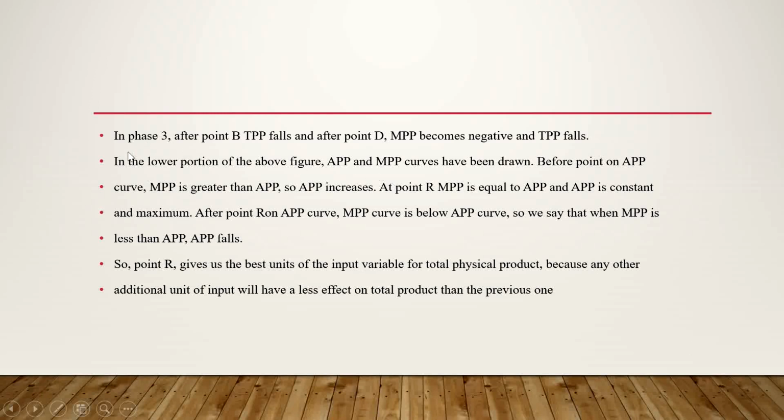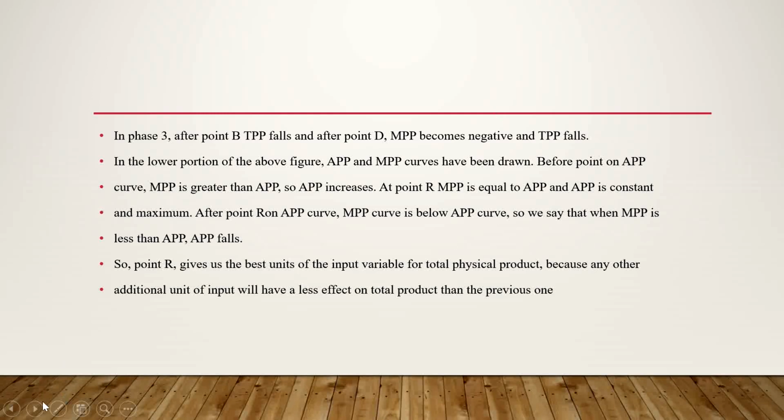And we can of course also say that in the third phase after point B, we are saying total physical product falls, and after point D, marginal physical product becomes negative and total physical product also falls. So in a nutshell, we would say at that point R, it gives us the base unit of the input variable of the total physical product, because any other additional unit of input will have a less effect on the total product than the previous one. That's the conclusion we can draw in the relationship we have just seen previously.